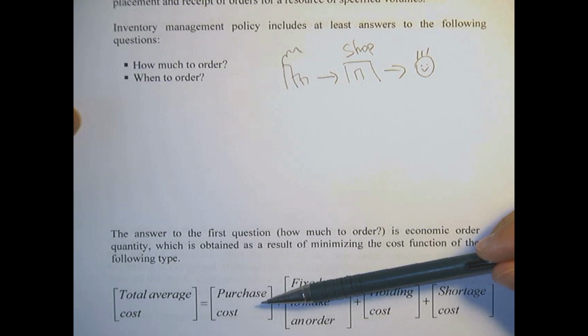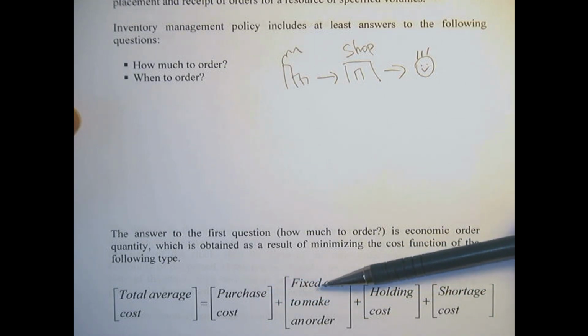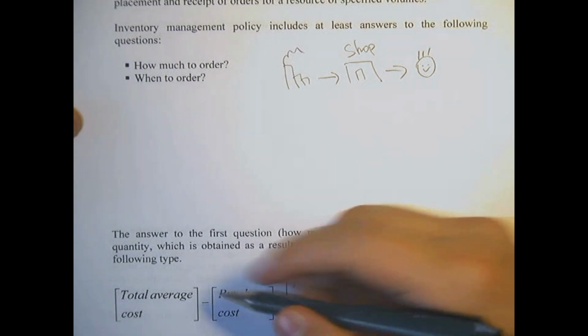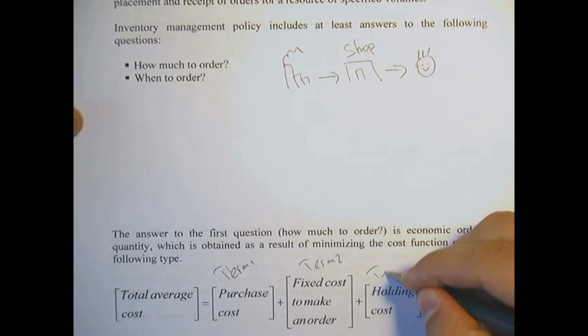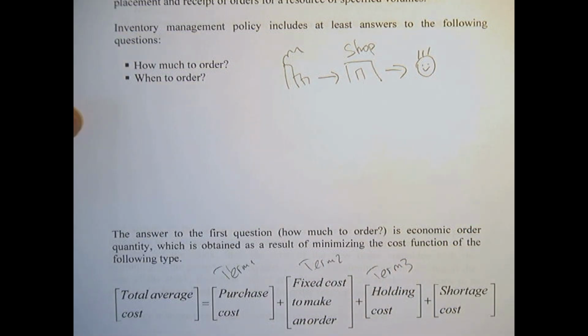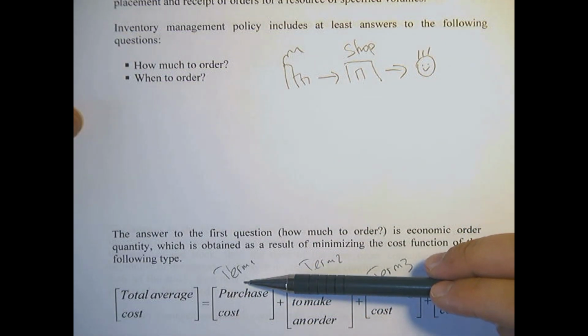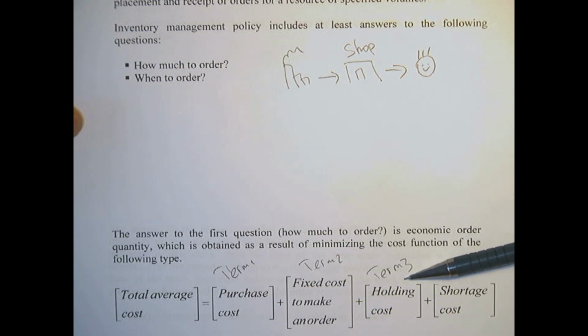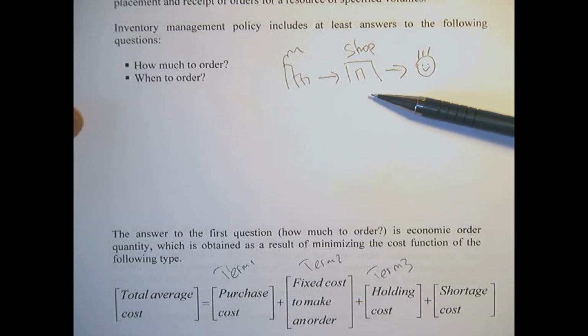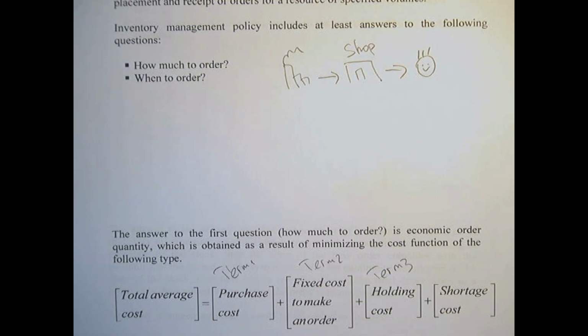And we will consider only these three terms: purchase cost, fixed cost to make an order, or administrative cost, and holding cost. So it is term 1, the second term, and term number 3. Let us repeat. Term number 1 does depend on order quantity. Term number 2 does not depend on order quantity. Term 3 does depend on order quantity, because the bigger our order, the bigger the batch we should keep at our warehouse or at our shop, so the bigger the holding cost.